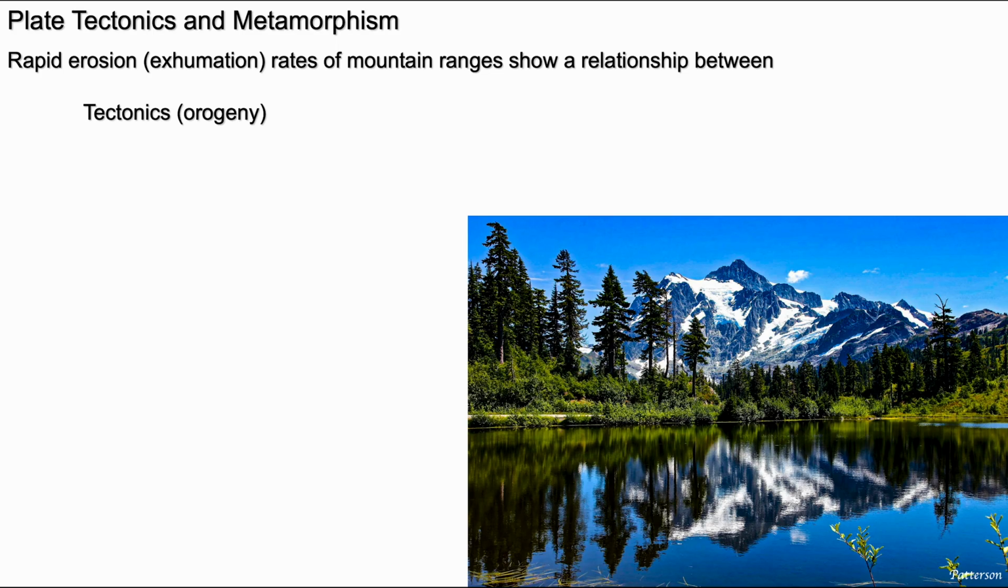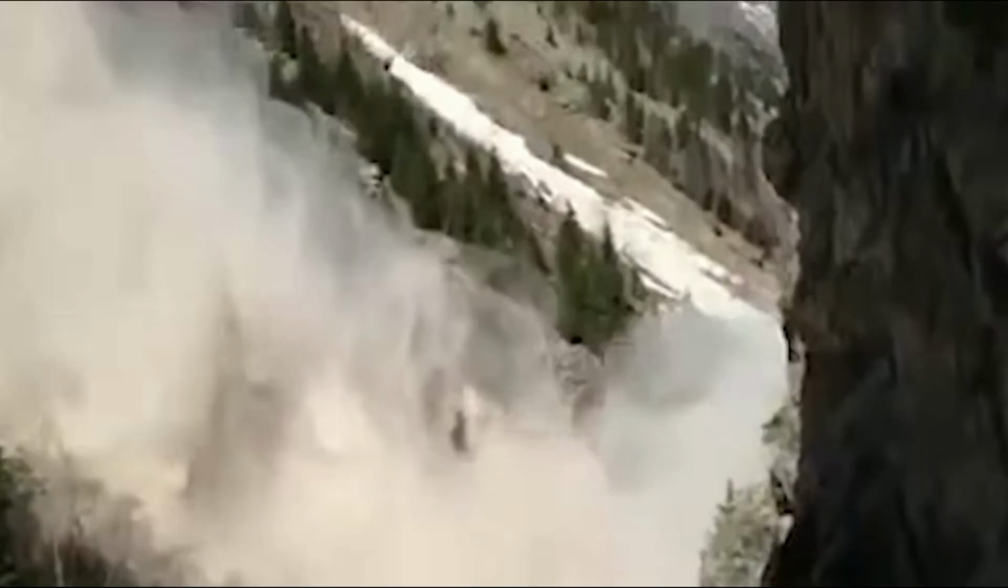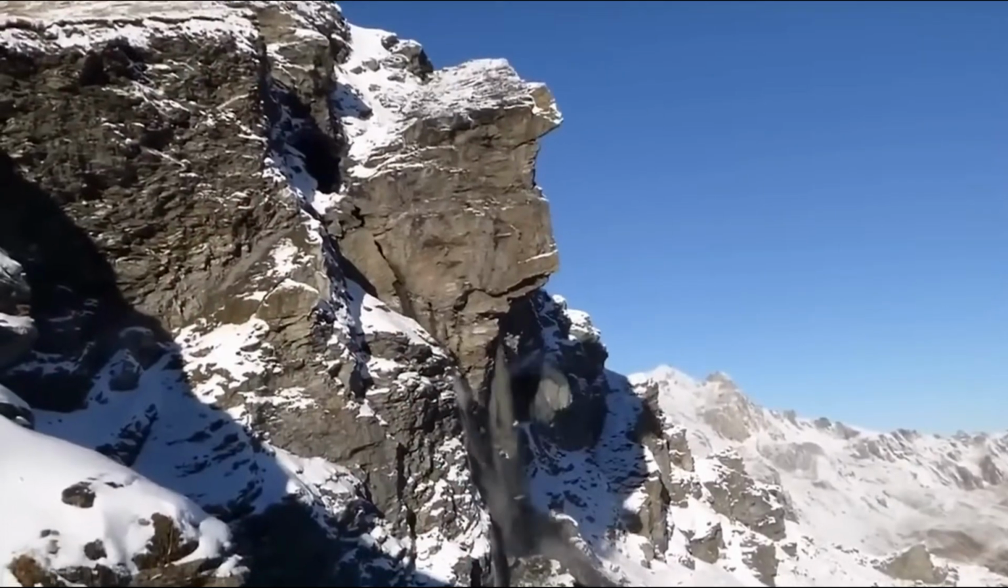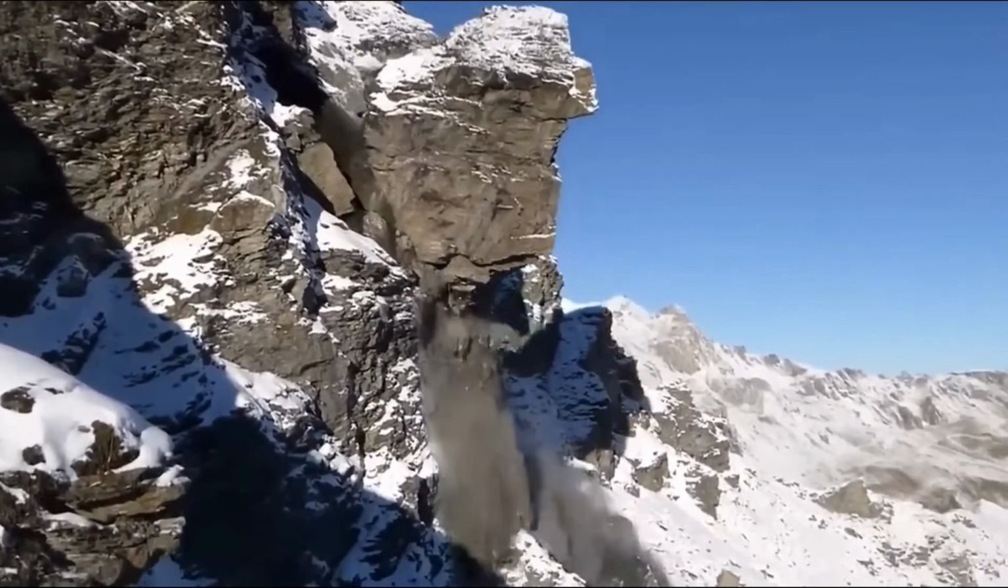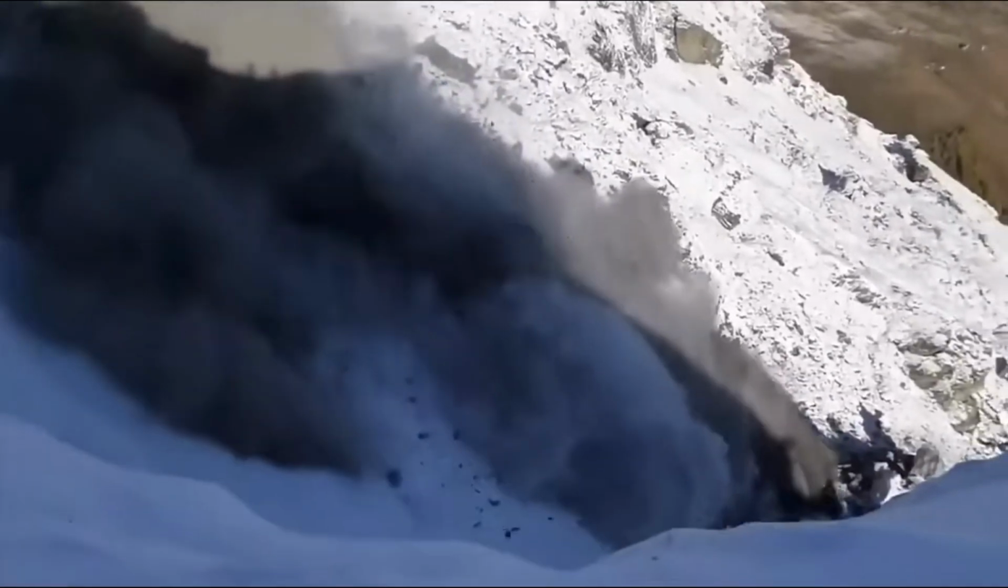Ultimately, plate tectonics and metamorphism are intimately intertwined, where rapid erosion or exhumation rates of mountain ranges show a relationship between tectonics, also known as orogeny, and climate. The more brutal the physical weathering, the faster you're going to exhume that rock. Ultimately, this controls the flow of metamorphic rocks to the surface.